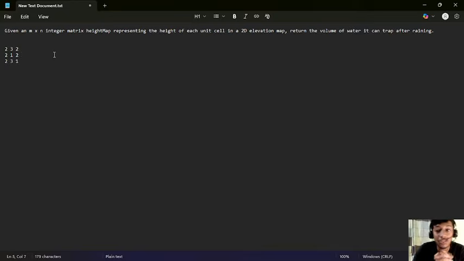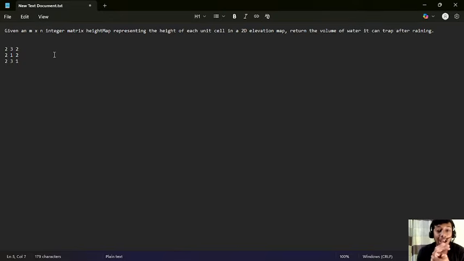Okay, and let us trace out one more point. Let's suppose the height of the cell is x. So all the four boundary cells should have height greater than x. If any of the cells has height less than or equal to x, then the water will spill out. So this is one more insight.